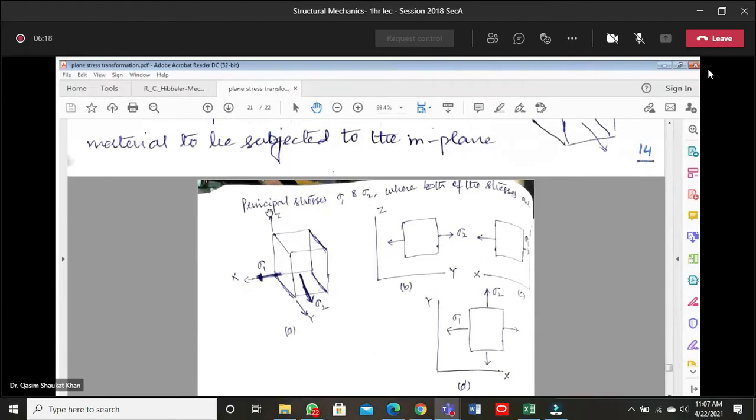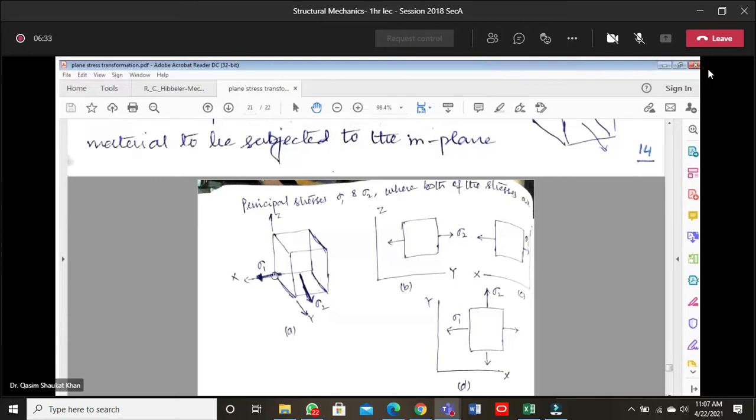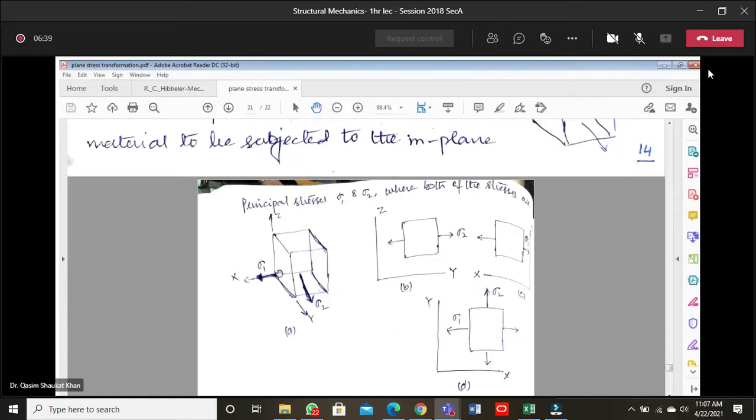Here we are calling these normal stresses the major principal stress and minor principal stress. We are assuming that there is a major principal stress acting along the x-axis and a minor principal stress acting along the y-axis. But there is no stress acting along the z-axis. So I only have a normal stress about x and a normal stress about y. Now this is case 1.